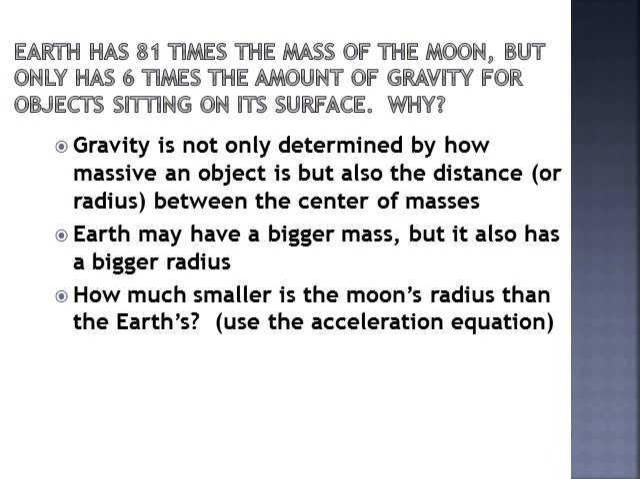Now the mass still wins out, and you still have more gravity on the surface of the Earth than you do on the surface of the Moon, but that's the reason why it's not 81 times more gravity at the surface of the Earth than the surface of the Moon. So how much smaller is the Moon's radius?